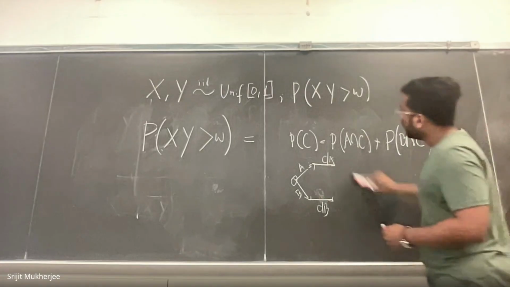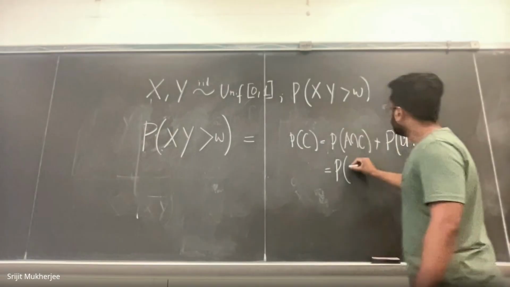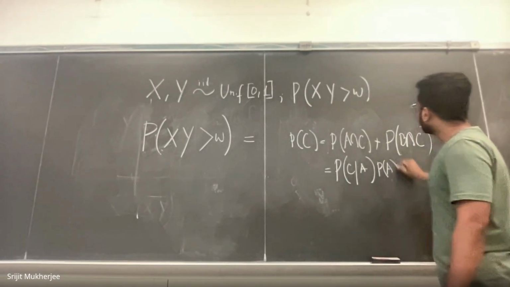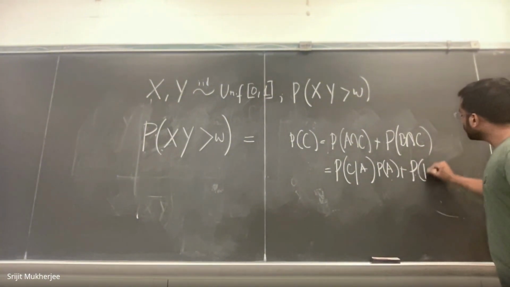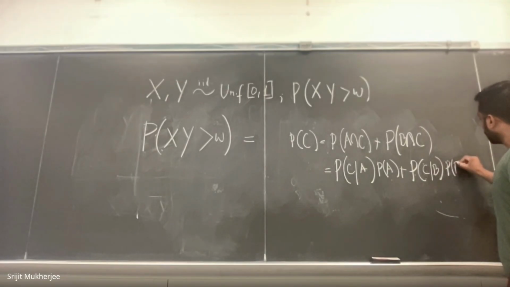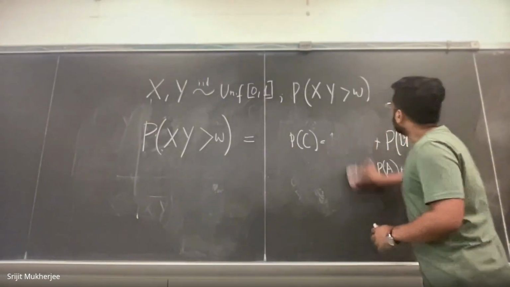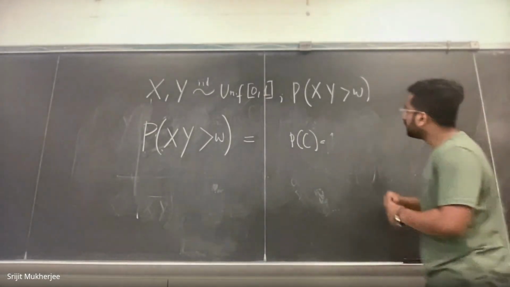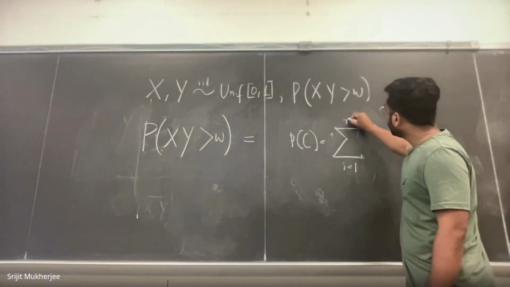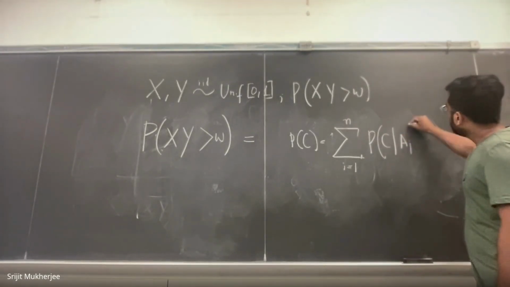And so these are events. So this can be written as probability of C given A times probability of A plus probability of C given B times probability of B. Okay, so this is called law of total probability. If you generalize this to a finite number of cases, let's say n events, then you will get the sum over i from 1 to n of probability of C given Ai into probability of Ai.